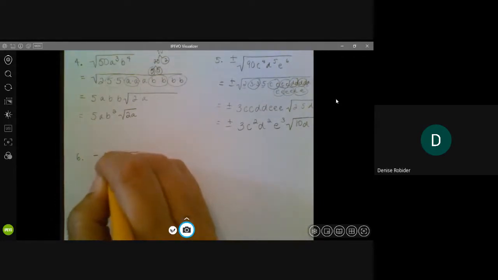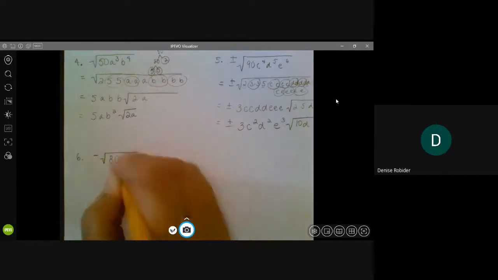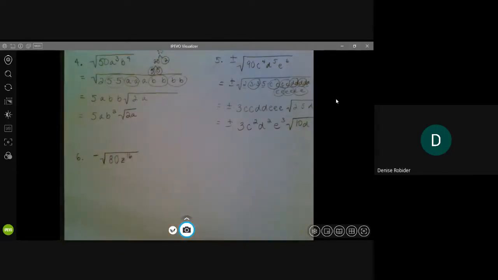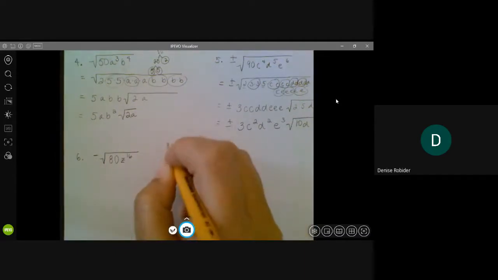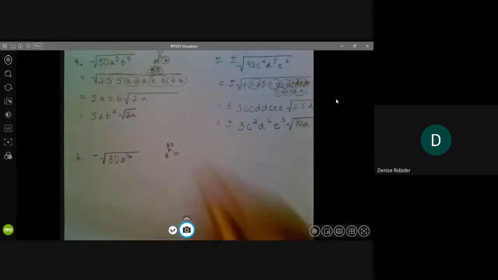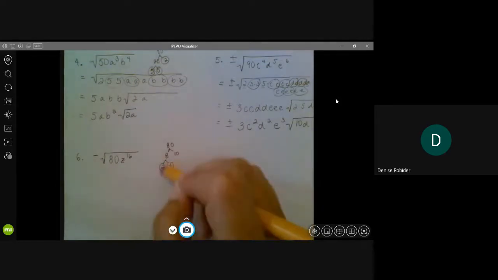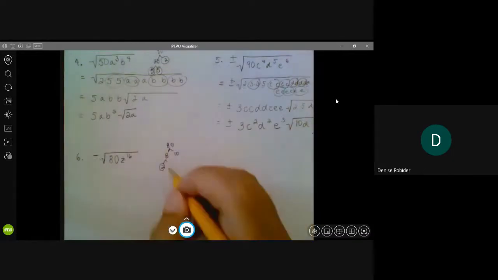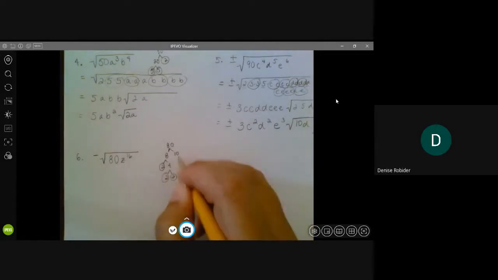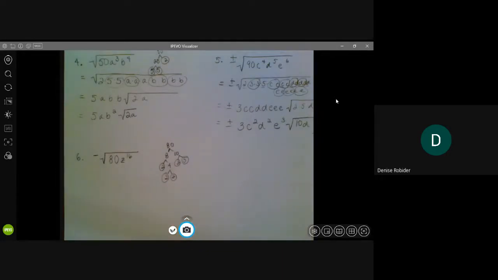So I want the negative of the square root of 80z to the 16th. Oh, do I really have to write 16 z's? All right, again, 80. It's okay for me to think of this as 8 times 10 because I'm using a different method where I just want to look for the prime numbers. 8 is composite, but it breaks up into 2 times 4. 2 is prime, so now I'm going to focus on the 4. 4 is 2 times 2. 10 is composite, but its prime factors are 2 and 5.